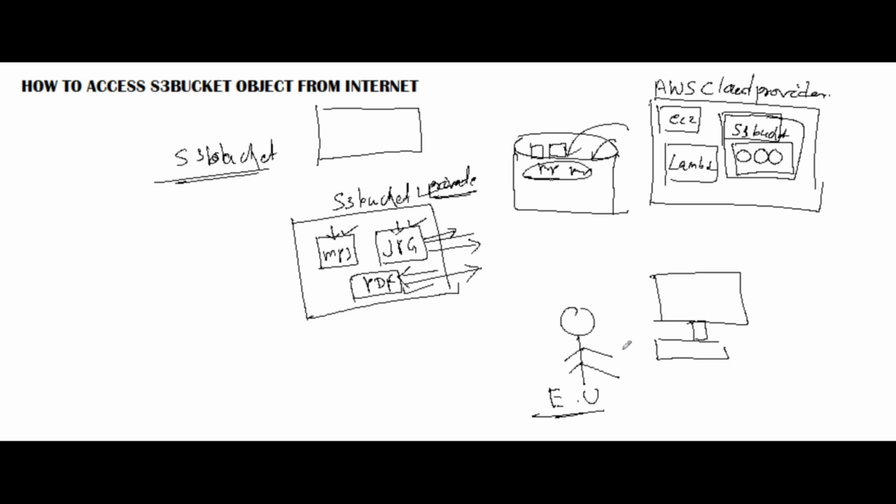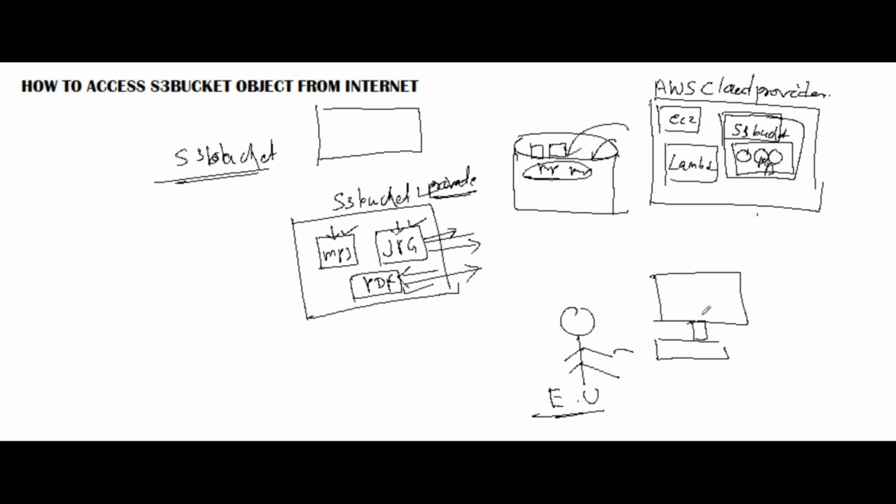So here the end user wants to download this mp3 file. But when the developer develops the code and pushes it, all the data they want to keep private will be kept inside the S3 bucket as private objects. This mp3 also is created as private by default, but with the help of ACL we will make it downloadable through the internet.